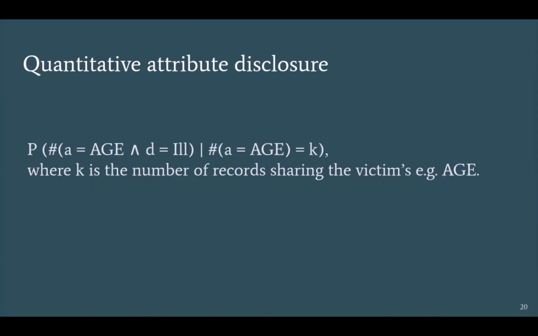And the last one is the query for the quantitative attribute disclosure. Here we are looking for the probability distribution of the record having the same age as the victim and being ill, given that there are K records with the victim's age. So we condition on a number K.